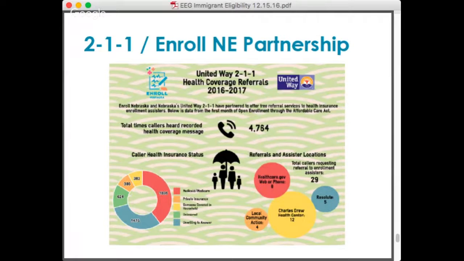In the first month of open enrollment this year, they told 4,764 people that they have someone close to them who can get health coverage, and of those people, lots of them were uninsured, about 600 of them, and about 29 of them asked for referrals, and that's where we referred them, down there in the bottom right-hand corner. So we really appreciate our partnership with United Way, and that's kind of fun to take a look at.